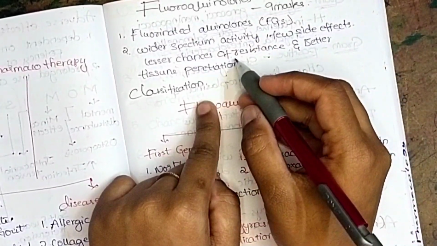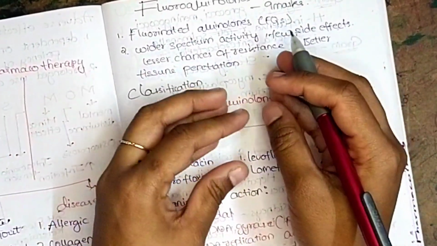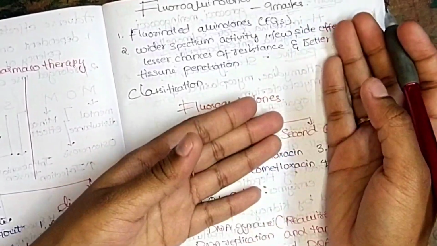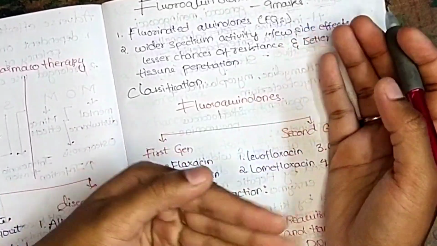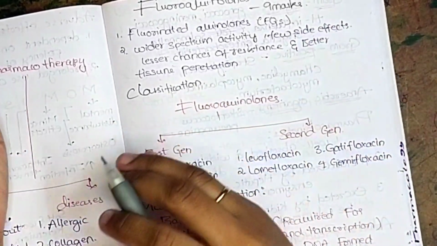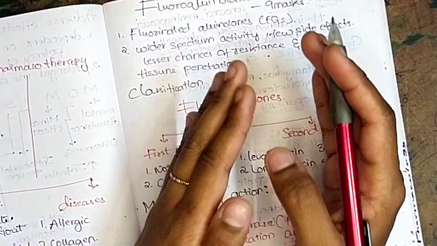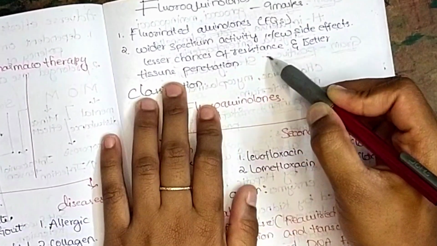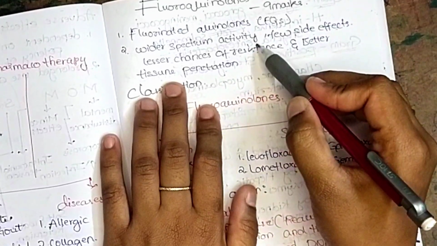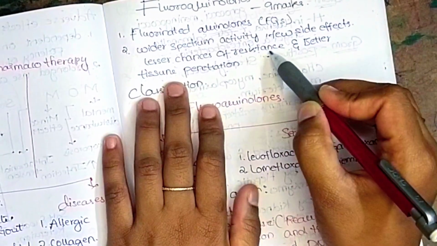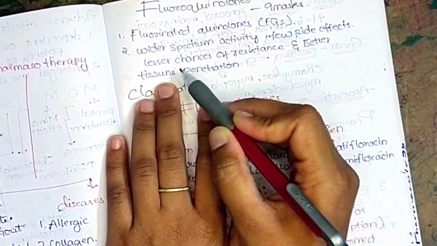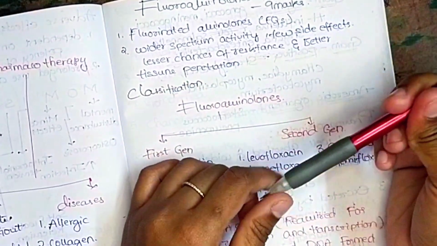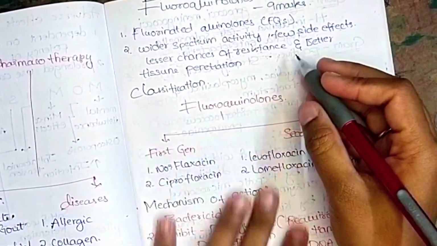So what does that mean? Some bactericidal agents can easily become resistant to bacteria. As the bacteria attack, the drug will not show any effect. But fluoroquinolones are not like that. They show less resistance. Even if the bacterial load is very high, the drug will still show its bactericidal activity. So they have less chance of resistance and better tissue penetration than the quinolones.